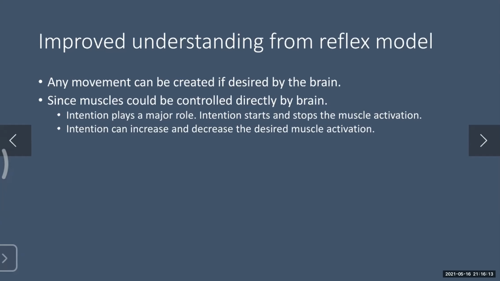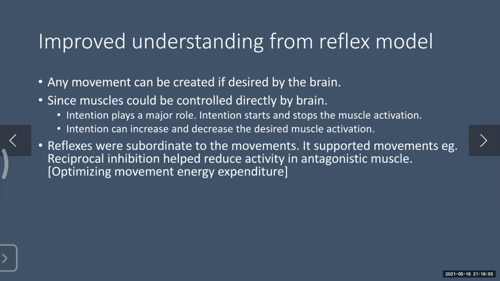So now, understanding the control of the brain, we come to how it improvises over the reflex model. The first one is that any movement can be created if desired by the brain. Since muscles could be controlled directly by the brain, intention plays a major role, which means that if you intend, you can start and stop the muscle activation. And intention can either increase or decrease the desired muscle activation also. That's one of the major improvisations over the reflex model, because in a reflex model, we saw that everything is under the control of the stimulus, and the intention might not be there.